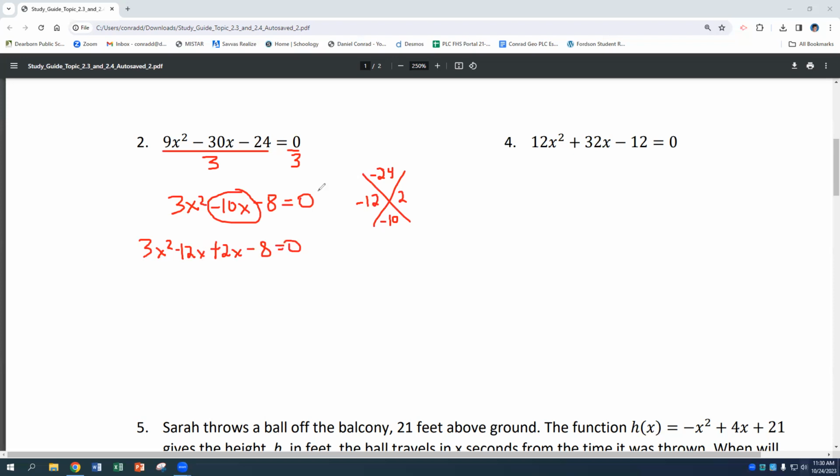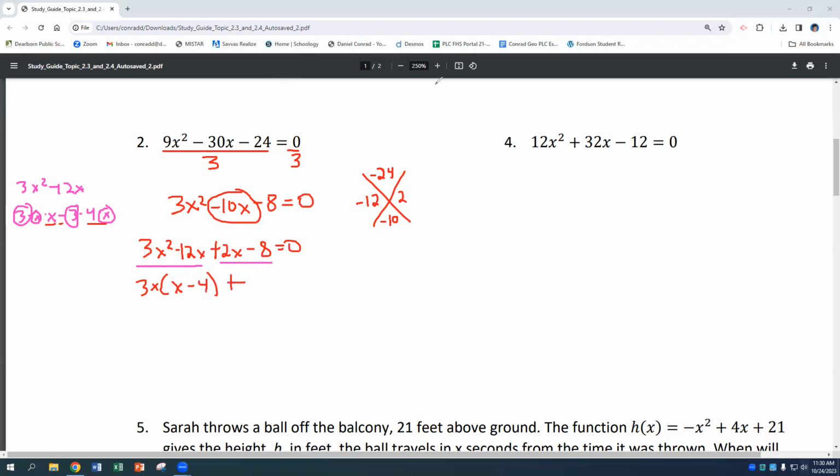Okay, and then I'm going to factor the first two terms and then the second two terms. So those first two terms, 3x squared minus 12x, right? I can split this into 3 times x times x minus 3 times 4 times x. And then what do we have in common? We have a 3 and an x in common. So when we factor this, we're going to factor out 3x. And then what we have left inside is x minus 4.